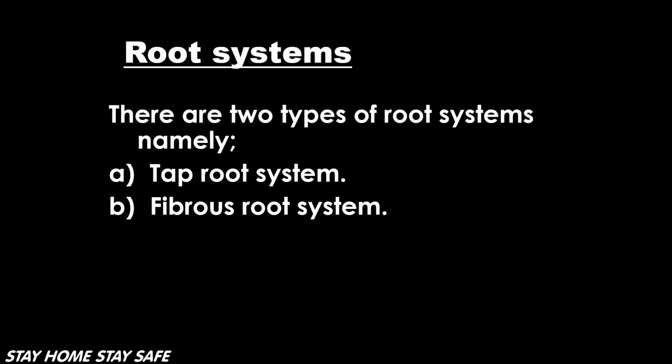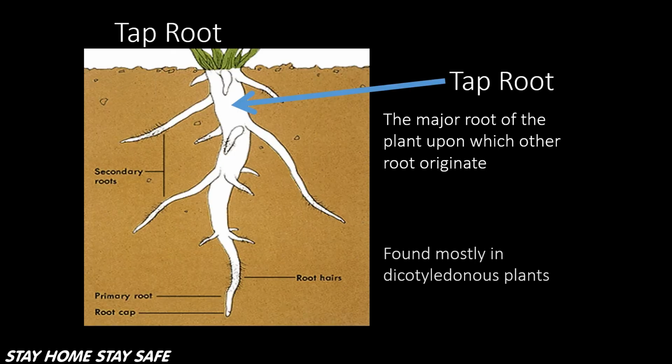Now, what do each of them look like? Look at this one here. So this is a tap root. It's a main root. It grows deep in the soil. It's one main root with other lateral roots that grow from it. These other lateral roots we see here are what we call the lateral roots. And they have got tiny other roots which we call the root hairs.